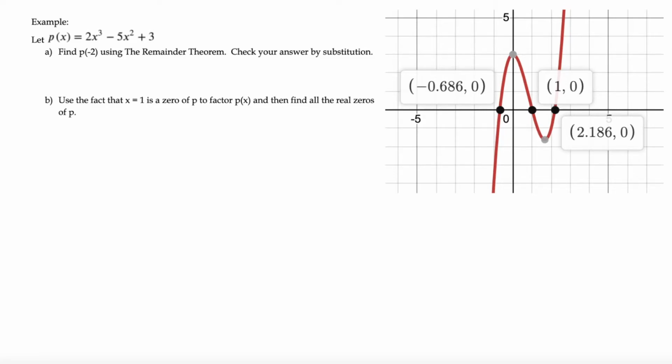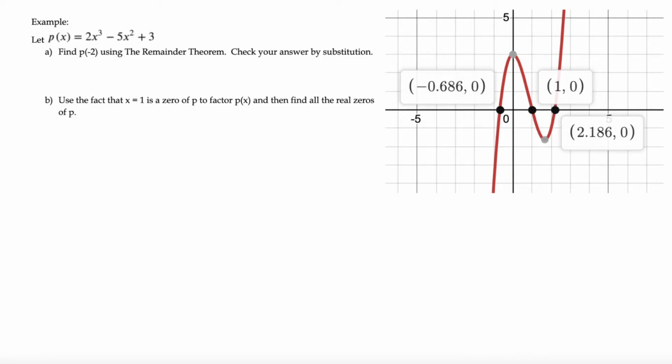Let p of x be 2x cubed minus 5x squared plus 3. Find p of negative 2 using the remainder theorem, and check your answer by substitution. Use the fact that x equals 1 is a 0 and then find all of the real zeros.